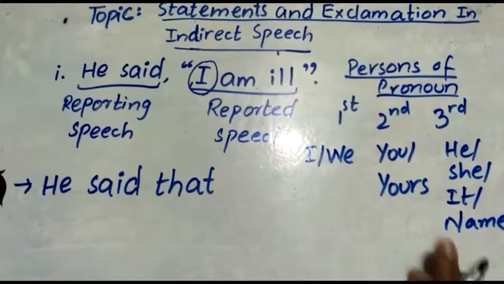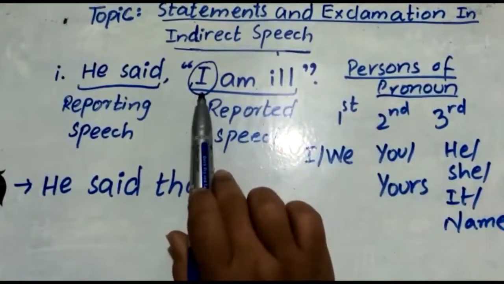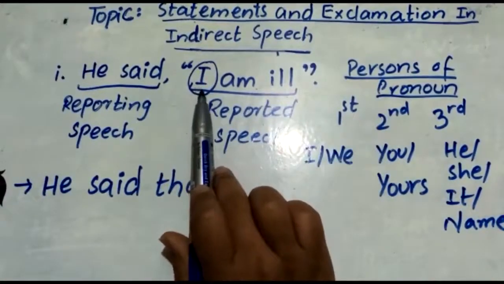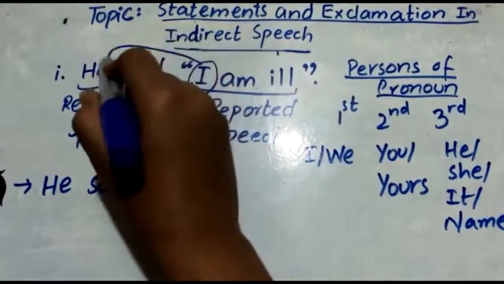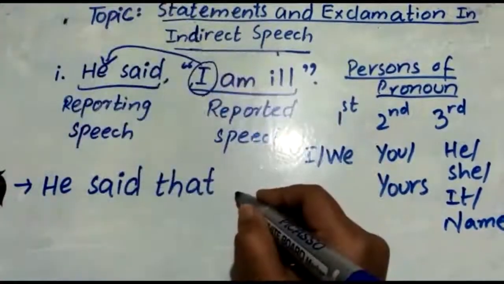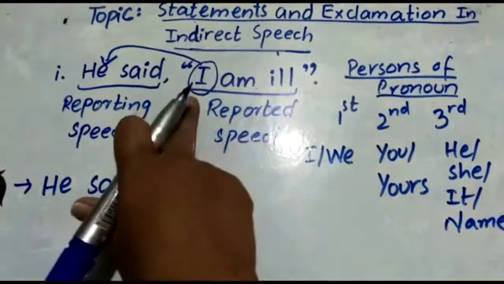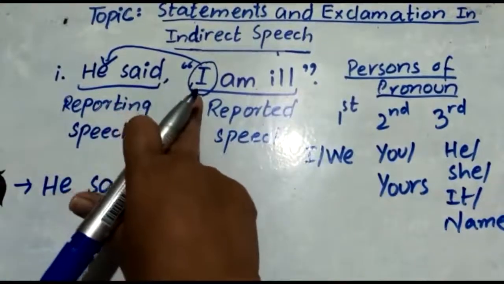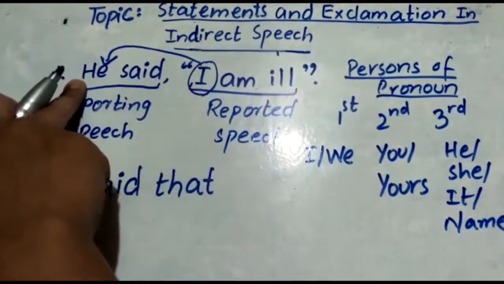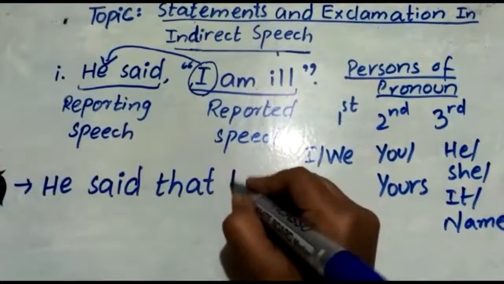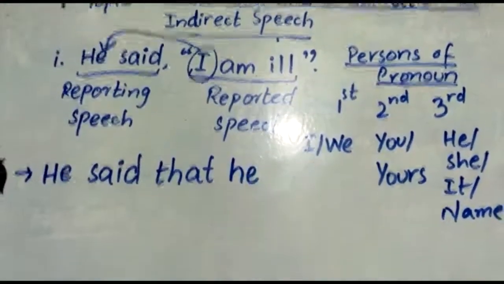Whenever the first person comes in a reported speech, it changes according to the subject of the reporting speech in an indirect statement. So this is the first person here. I will change according to the subject of the reporting speech and it will become he in indirect speech.